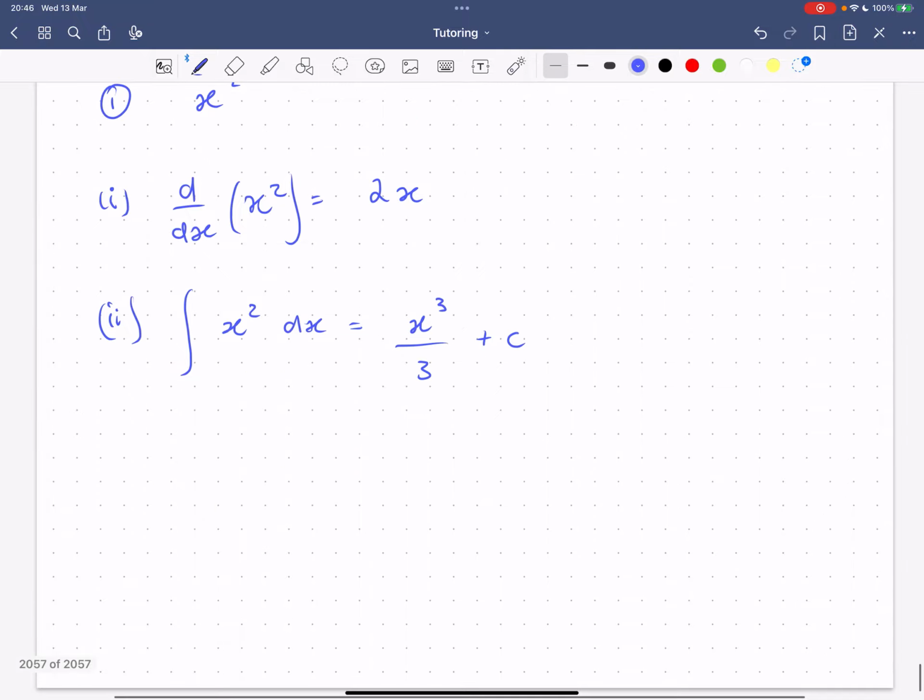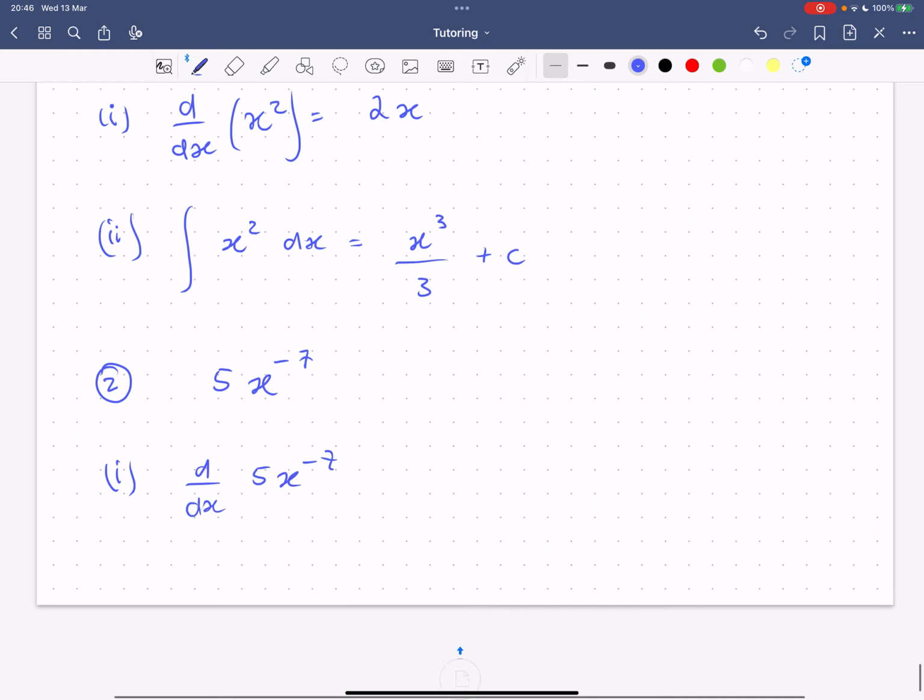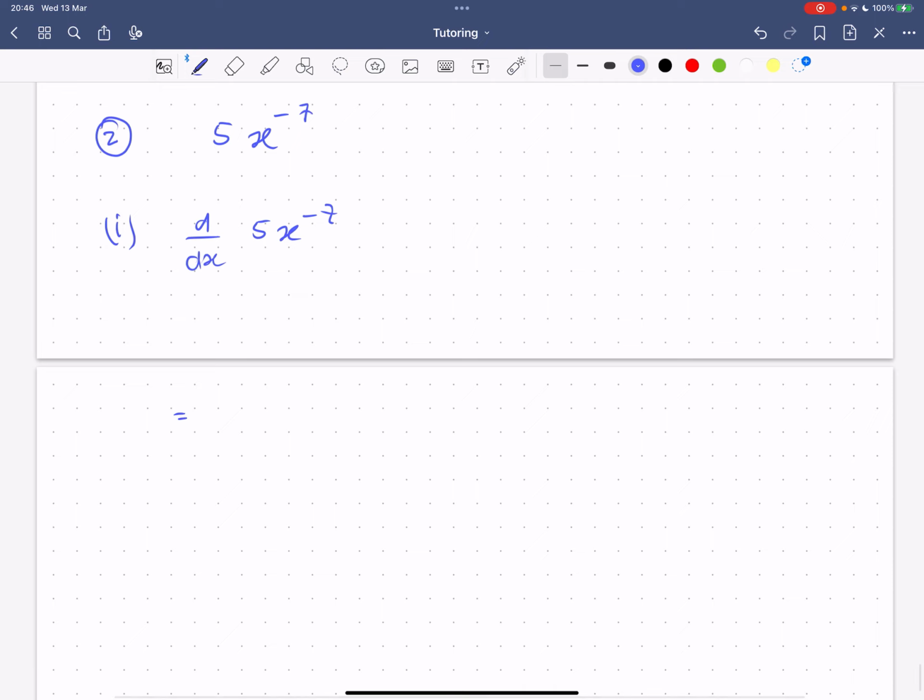Okay. Question number 2. Let's say I had 5x to the minus 7. Let's have a go at differentiating that. So d by dx of 5x to the minus 7. Well, we bring down the power, 5 times minus 7, and we subtract 1 from the power. 5 times minus 7 is minus 35, x to the minus 8.